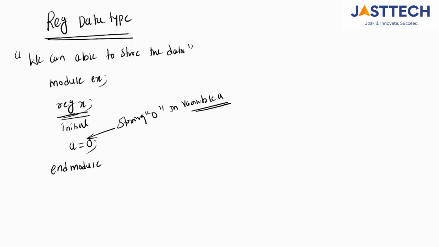When you are using the wire data type, you need to use a continuous assignment statement, that is assign. You need to remember that. And next, what is the default value for the reg data type?